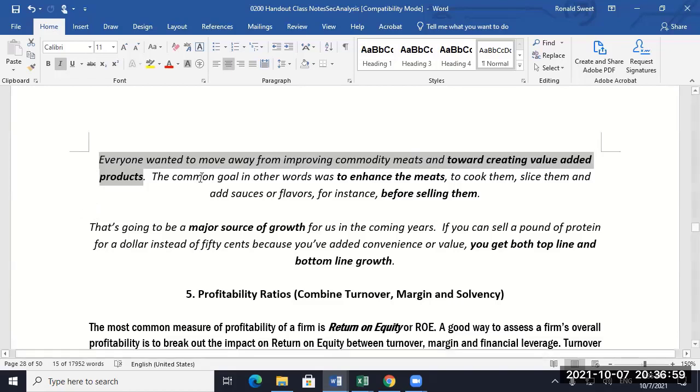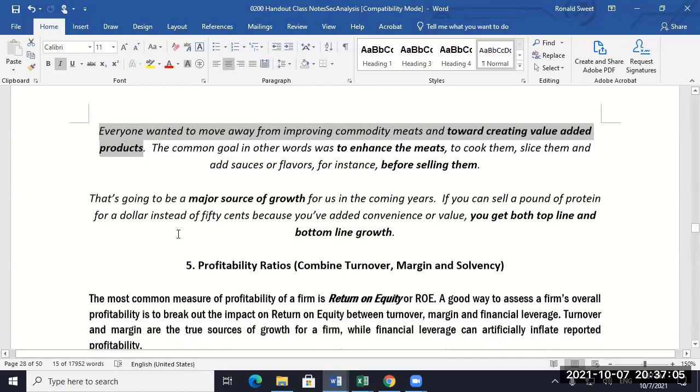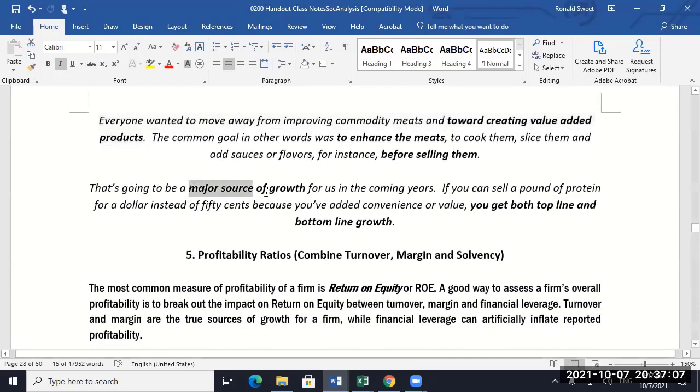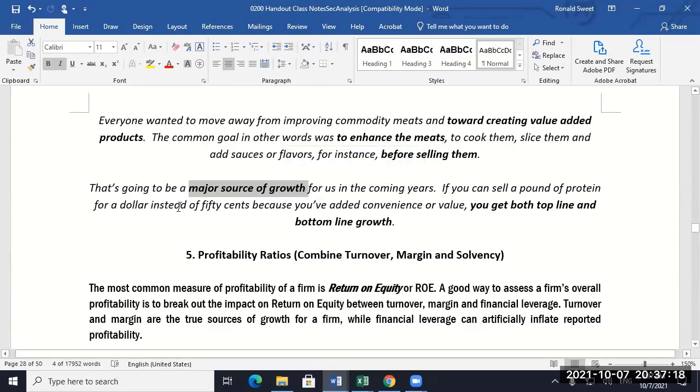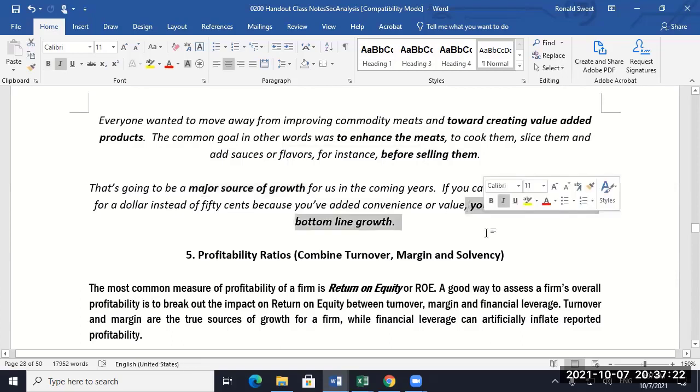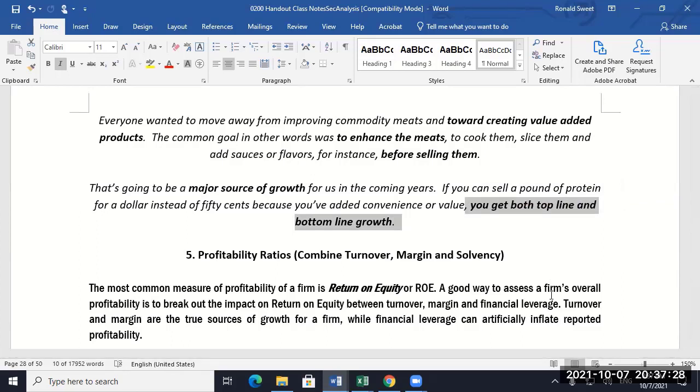Can't really tell. The common goal, in other words, was to enhance the meats, to cook them, slice them, then add sauces. Why? That's going to be a major source of growth. What does that sound like? Sounds more like turnover to me. When management talks about growth, they're mainly talking about revenue. They're not talking about growth in earnings. You can sell a pound of protein for $1 instead of 50 cents. You have added convenience. But what does he say at the very end? You get both top line and bottom line growth. What is he focused on? Both.